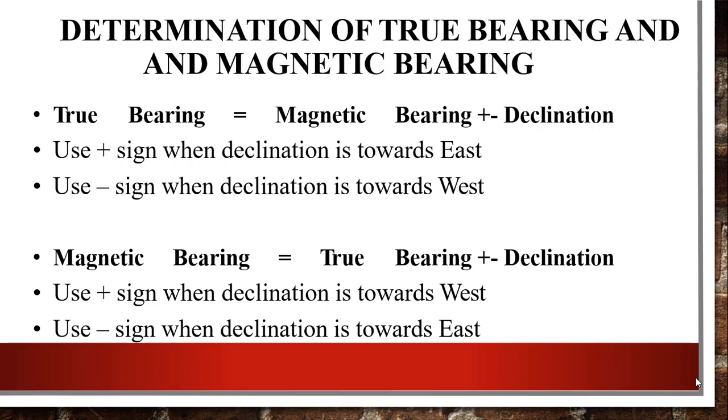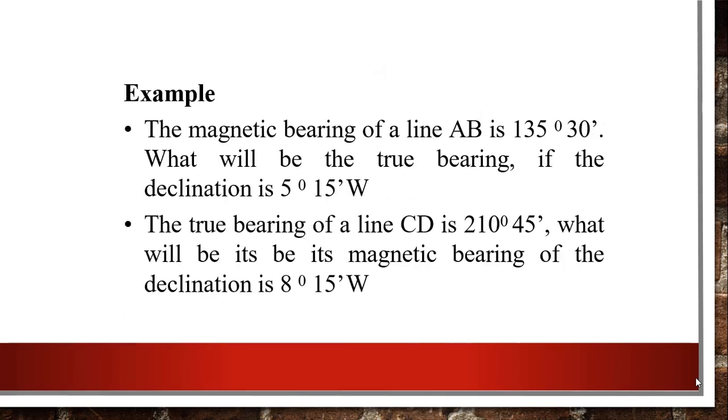Same for magnetic bearing, you have to apply the formula as true bearing plus or minus declination. Here in this case, use plus sign when declination is towards west, use minus sign when declination is towards east. Okay. Now begin with the numerical. The magnetic bearing of line AB is given as 135 degrees 30 minutes. Then you have to find out the true bearing if the declination is 5 degrees 15 minutes west.